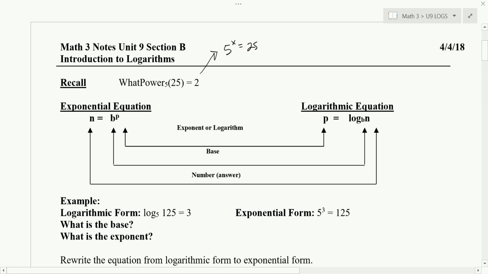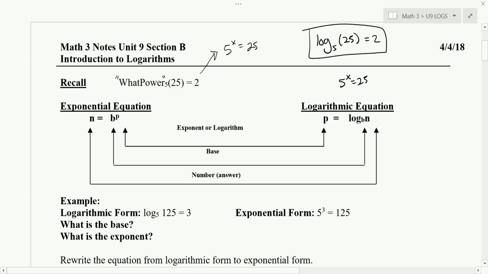Well, instead of using the word what power, we're going to replace that word with the word log. It's going to mean the same thing though. So instead of writing what power base 5 of 25, we're going to write log base 5 of 25. And everything's going to mean the same. So we're going to have 5 to what power is 25. We're going to get an answer of 2.